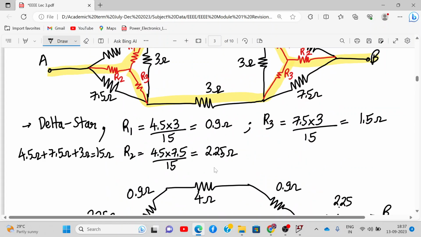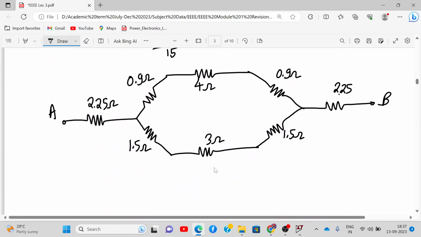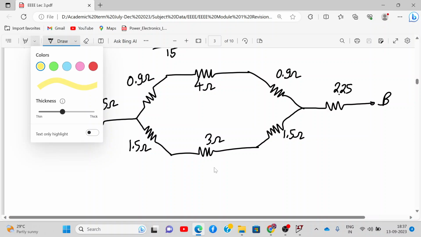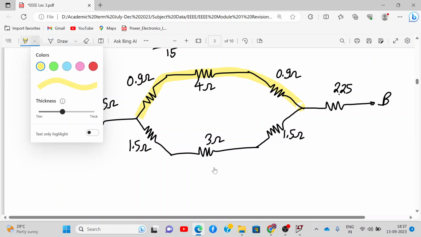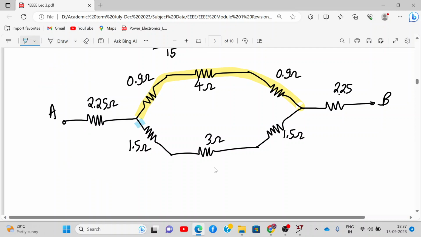All right. Now we need to work on this circuit and simplify it further to calculate RAB. Now if you see carefully, these three resistances, 0.9, 4 and 0.9 again, are in series. Similarly, the other three over here, 1.5, 3 ohm and 1.5 ohm, are in series. And the two together will be in parallel. So what does that mean?